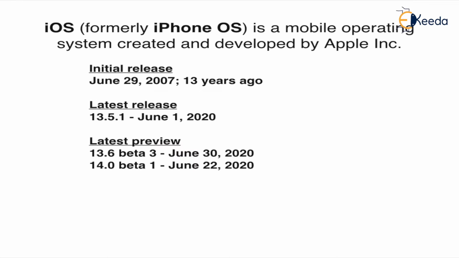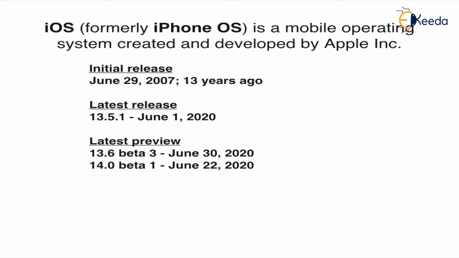Next, there are many different versions available of iOS. Same as in Android, where you have Android Ice Cream Sandwich, Android Oreo, Android Nougat, Android Pie. In iOS too, many different versions are available. The first iOS version was released on 29th June 2007, which means 13 years ago. iOS, formerly iPhone OS, is a mobile operating system created by Apple Inc.